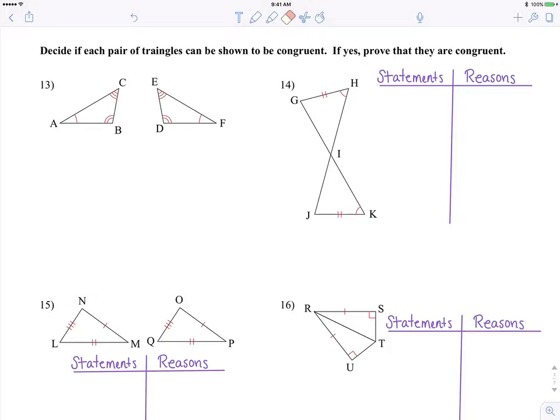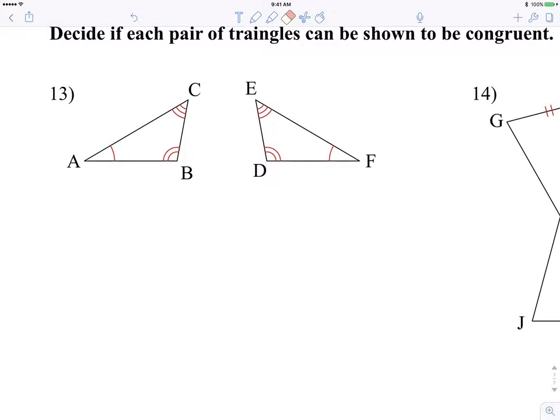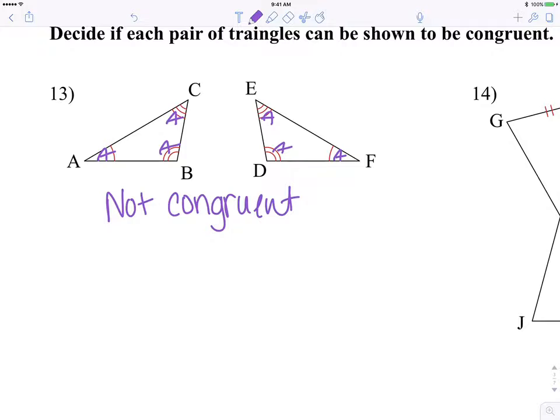Okay, this is the Congruent Triangles Review, Part 2, number 13. We're trying to decide if triangles are congruent, and if they are, prove it. So we have an angle congruent to an angle, another angle congruent to another angle, and a third pair of angles. So we're going to go ahead and conclude that these are not congruent. Even though you did find 3 pairs of congruent parts, AAA is not a theorem.